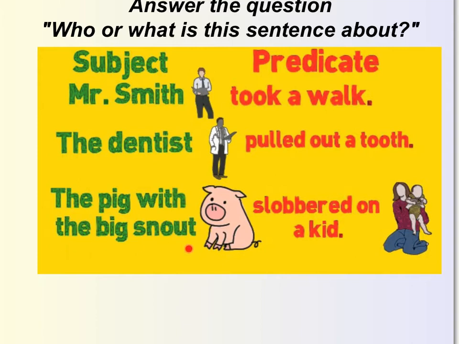The pig with the big snout slobbered on a kid. You may think it's about the kid because the poor kid got all slobbery, but no, it's really the pig that did something. The pig with the big snout, that is the subject. Almost always the subject is going to come at the beginning of the sentence. So when in doubt, look at the beginning of the sentence and ask yourself, is the subject somewhere in here? Of course, there are lots of exceptions and sometimes other rules that come into play.